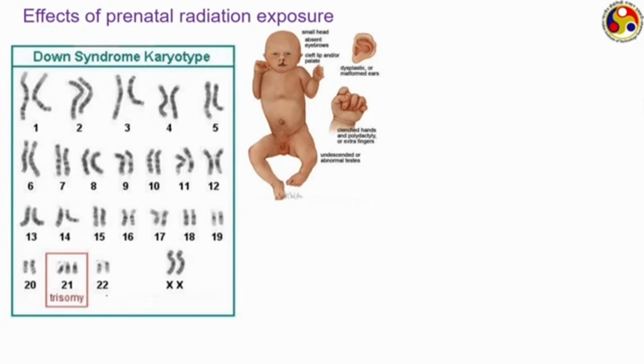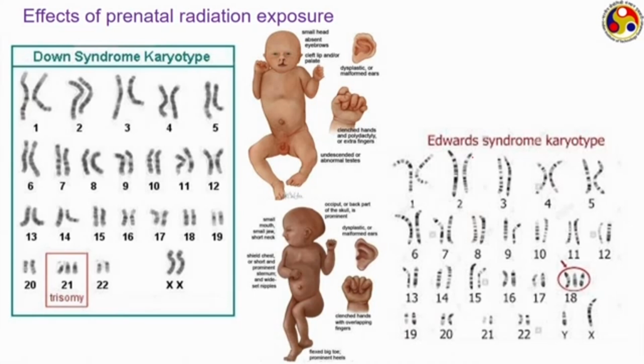Similarly, we can have Edwards syndrome, which refers to trisomy in the 18th chromosome. In this case also we have several significant effects, like there can be malformed eyes, there can be a shield chest, and the back part of the skull can be very prominent like in this situation, and there are several other medical symptoms which are associated.